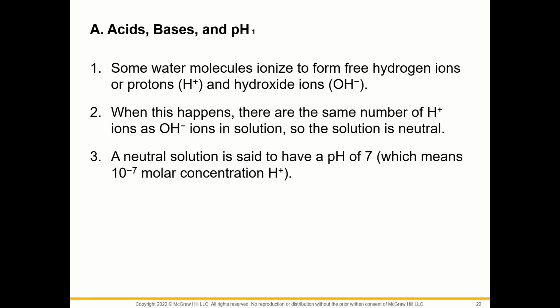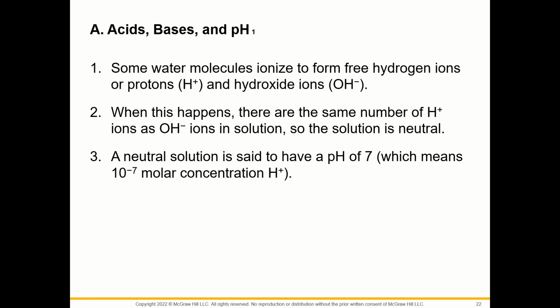Okay, moving on to acids, bases, and the pH scale. This is where those hydrogen ions are going to come into play. Some water molecules will ionize to form free hydrogen ions, or protons, the H plus, and the hydroxide ion, which is an OH negative. When this happens, there are the same number of hydrogen ions as hydroxide ions in solution. This is a neutral solution, which is said to have a pH of 7, and that means 10 to the negative 7 molar concentration of hydrogen ion.